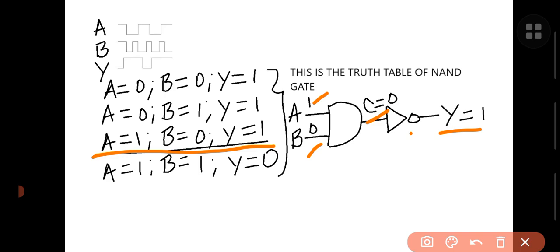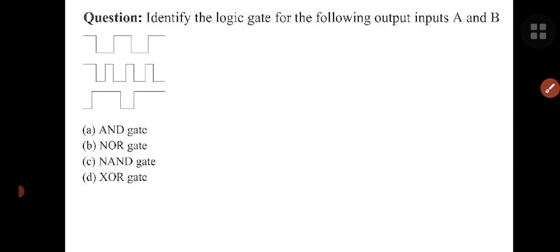Similarly, you can substitute all the values and verify whether we are getting the right answer. So according to the truth table, it represents the logic gate NAND gate. So our answer is NAND gate.